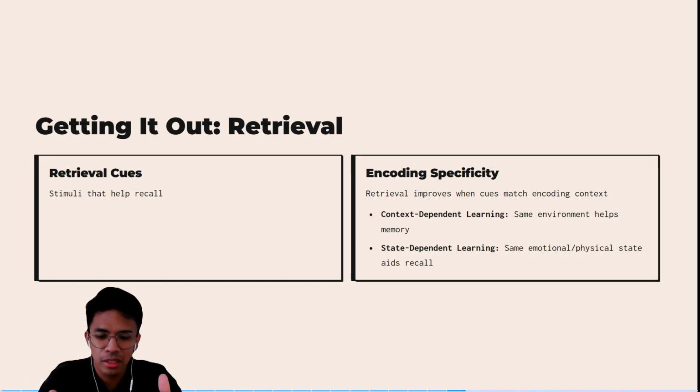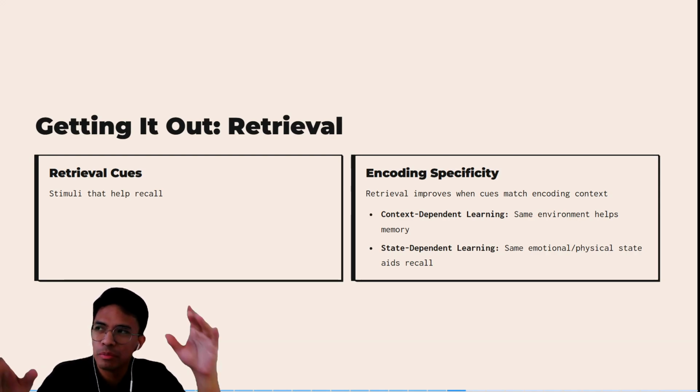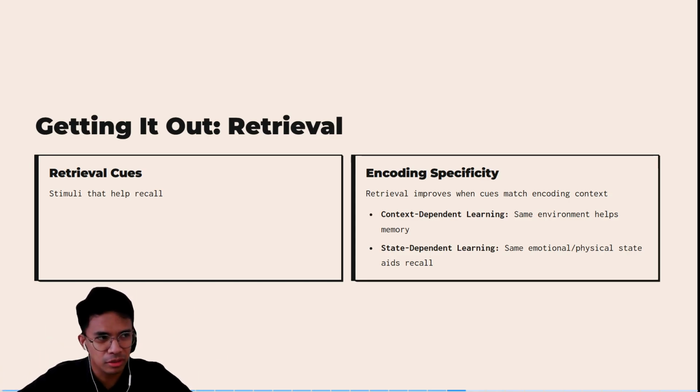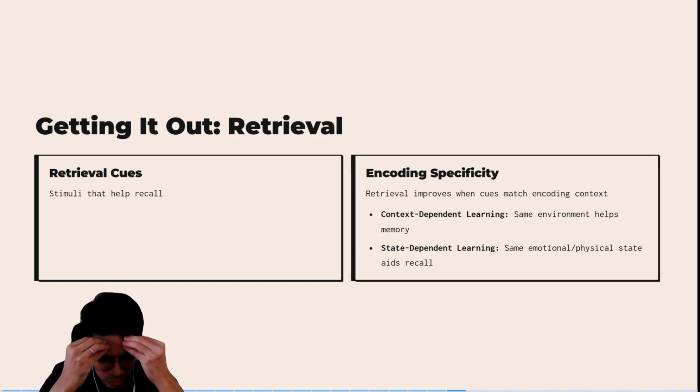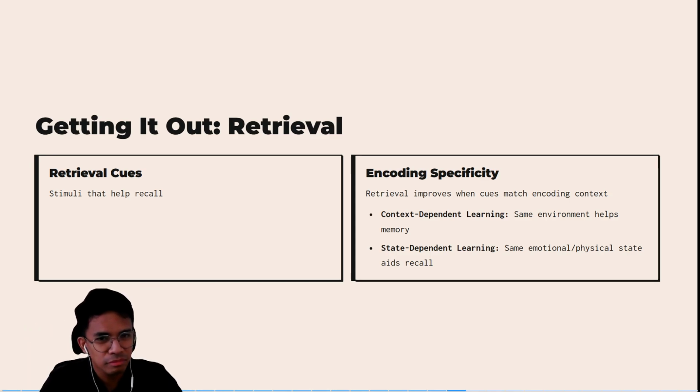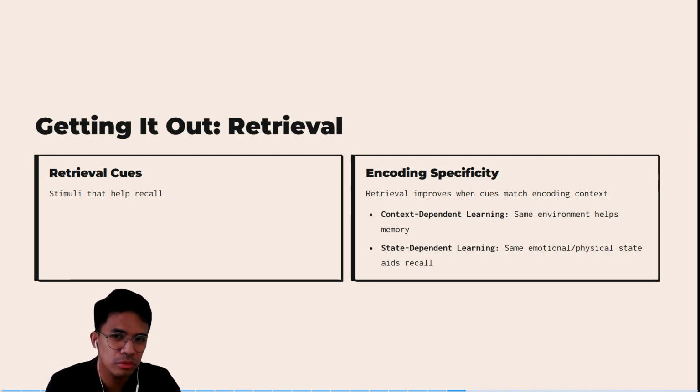Let's say you're studying a topic. Okay? Yung retrieval cues mo dyan are information in your environment. Okay? If yung moment na kailangan mong i-retrieve, you see the same cues, it will be easier for you. Okay? That's context-dependent learning. If it's the same environment, it will help your memory.